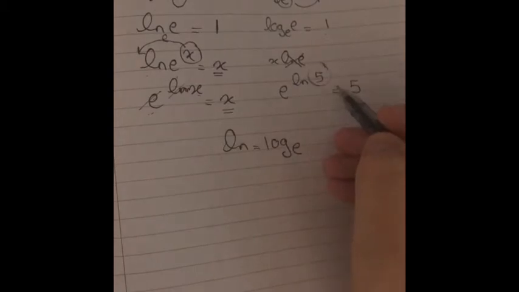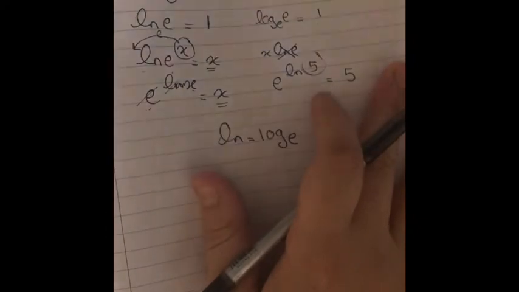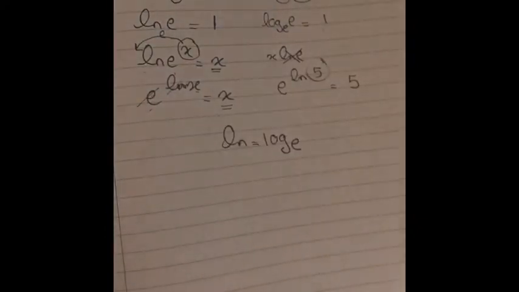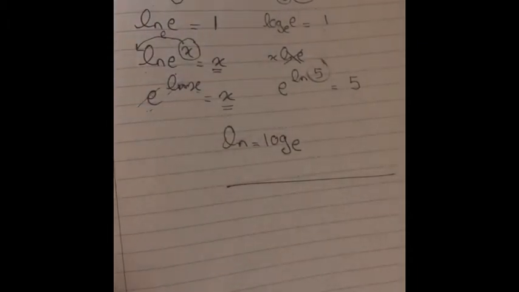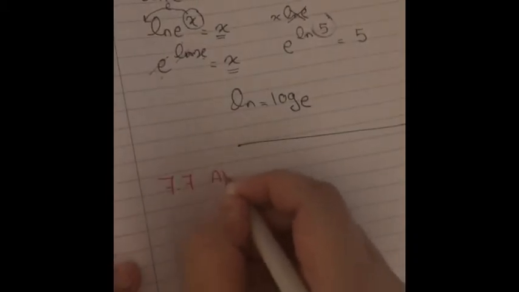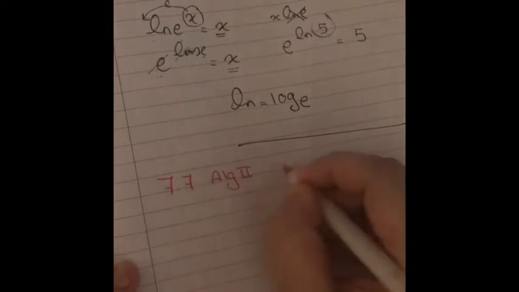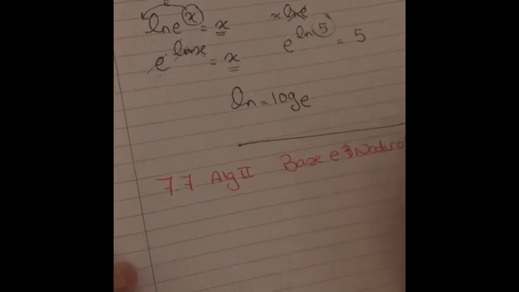Okay, for applying on this lesson, I will apply from 3.2 in the pre-calculus, or before I start 3.2 in the pre-calculus, I want to go through questions from 7.7 in Algebra 2, because this is where we started introducing base e and natural logarithms.